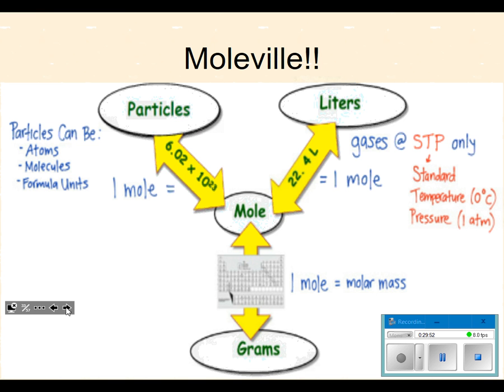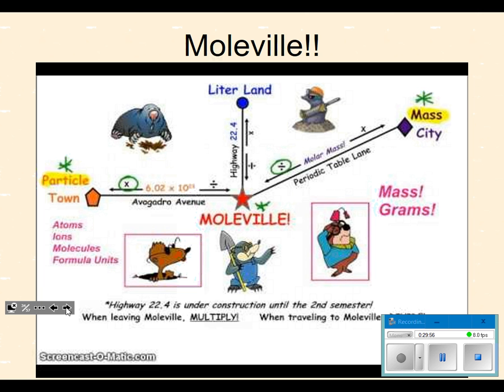So this is kind of all the information that we just talked about in a nutshell. This actually tells you that if you go from moles to particles, you're going to multiply. But if you go from particles into moles, you're going to divide. So this one tells you, and again down here, when leaving Moleville, meaning you start with moles, you multiply.